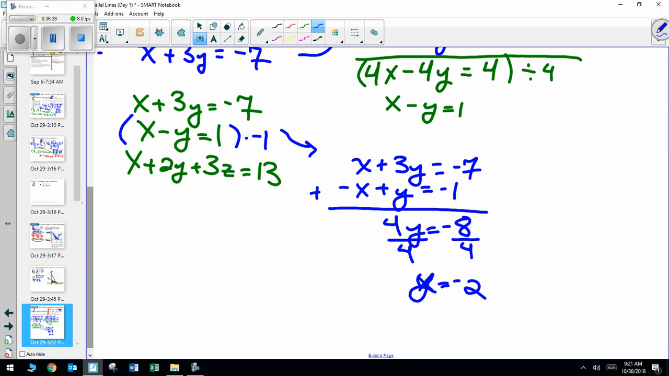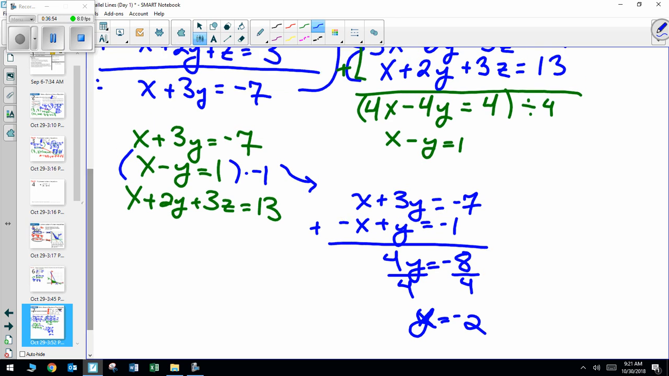All right. Now I just have to go back in. Once you've found one of those variables, I'm going to go back in and replace my variable y with -2. So if I say y is -2, that's one of my answers. How can I find my x? Which equation do I want to use to find an x? We could use any of these, really, right? This one looks pretty easy, the x minus y equals 1. I can use that equation to solve for x.